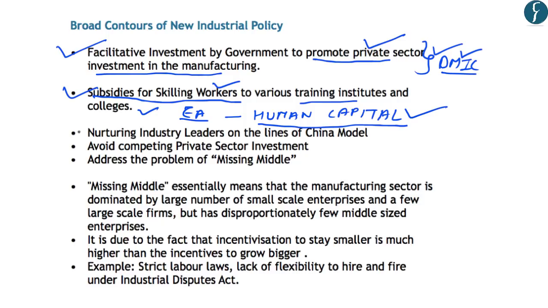Further, there is a need to nurture industry leaders on the lines of the Chinese model. Now, China has been able to nurture and promote its domestic firms through various incentives, for example, tax breaks and reduced compliance burden. And on account of such sustained government support, these companies have now grown into global conglomerates. Some examples of companies supported by the Chinese government are Lenovo, Huawei, Haier, etc. And that is why India needs to learn from the Chinese model and promote domestic firms which could become industry leaders in the future.